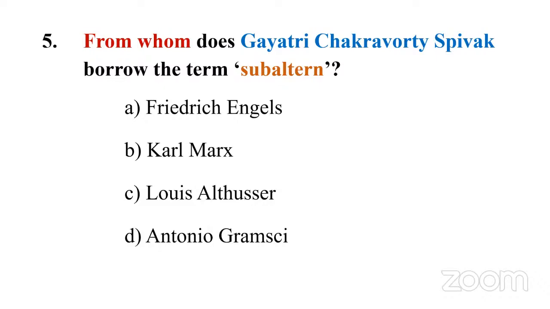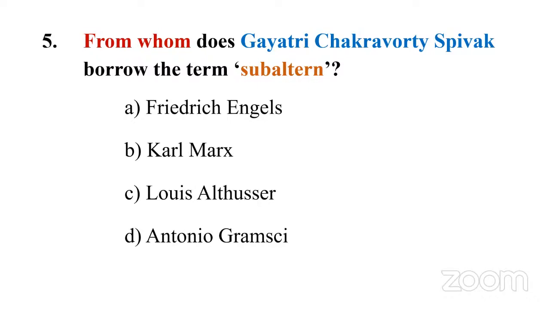From whom does Gayatri Chakravorty Spivak borrow the term subaltern? Option A, Friedrich Engels. B, Karl Marx. C, Louis Althusser. D, Antonio Gramsci. So what is the commonality among the options? All are Marxists. We have Karl Marx and his friend Friedrich Engels.